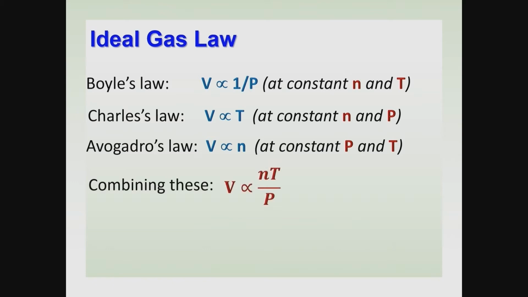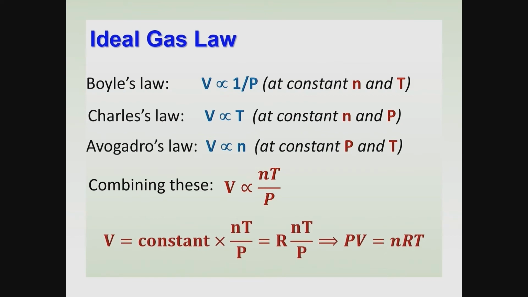Now, if you wanted to, you can combine these proportionalities into one equation. And so I've done that there. And you can see that volume is going to be directly proportional to moles, which is n, and temperature, but inversely proportional to pressure. And so one of the things that you already know is you can take that proportionality between volume and nT over P and turn that into an equality if you add some kind of numerical constant. So I've done that there.